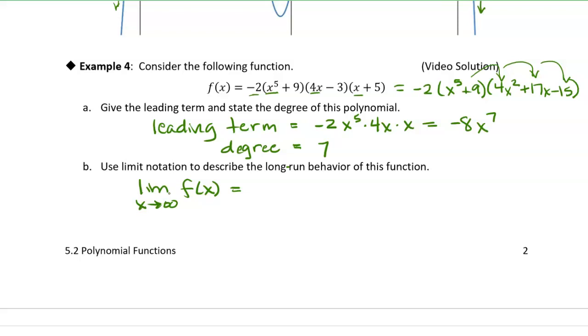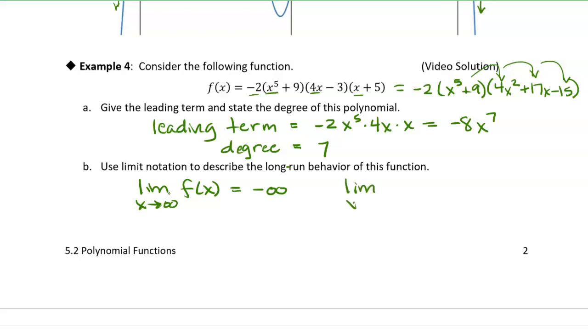So I'm taking positive x values, I'm raising them to the 7th power, so they're still positive, but then I'm multiplying by negative 8. So they're just going to get bigger and bigger and bigger in the negative direction. So this is going to be negative infinity, right? Because x to the 7th will be positive, and then times a negative 8, so negative infinity. All right, so that's the long-run behavior.